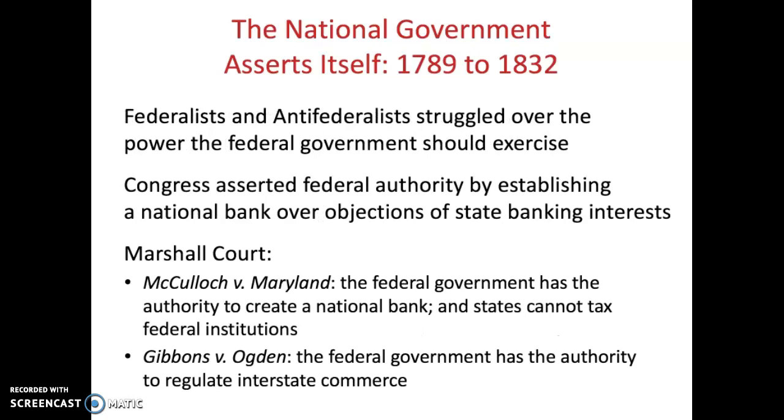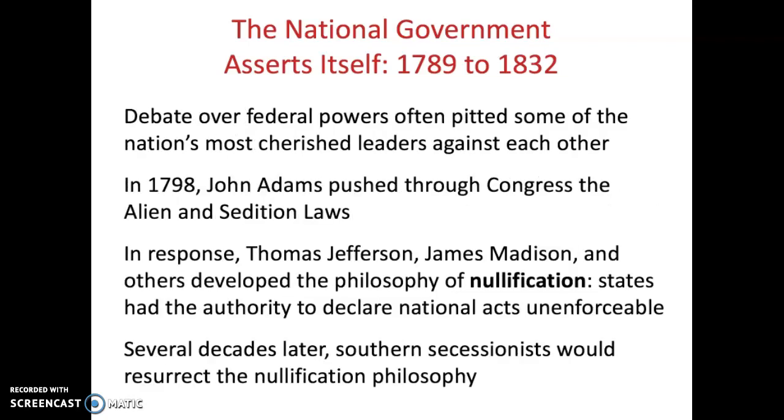In the early days of our national government, we had a broad expansion of power of our federal government coming from the Marshall Court in cases like McCulloch versus Maryland and Gibbons versus Ogden. We also had the Alien and Sedition Acts that would punish people for speaking out against the executive branch.